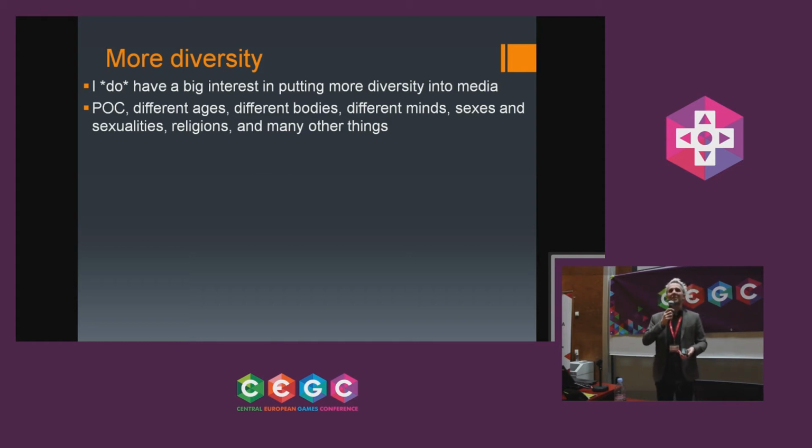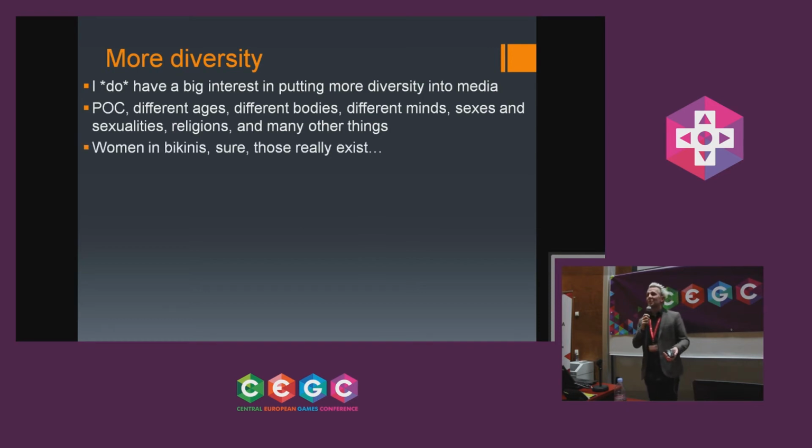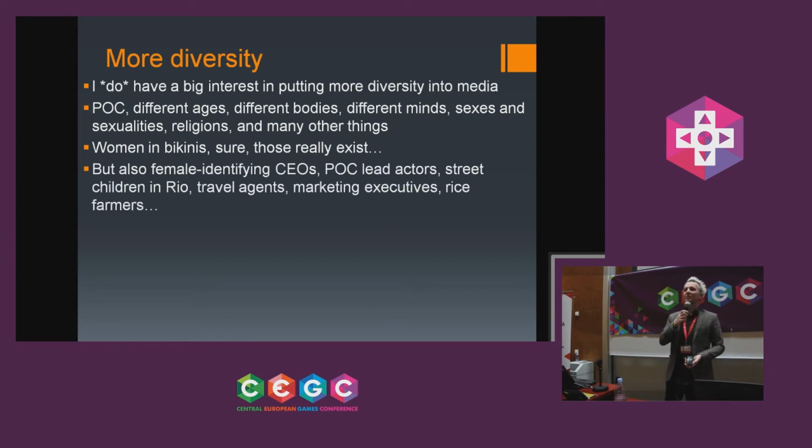It's all there. It's in the people in this room, it's in the people walking down the street outside, and it's the people watching the stream and watching this later online, hopefully. This is everybody. Women in bikinis, sure, yes, those do exist. Those exist in the world. I've seen them. And those can be in your game if appropriate. Then why the hell not? But also female identifying chief executive officers, people of colour lead actors, street children in Rio, travel agents, marketing executives, rice farmers. How many people have played a game about a rice farmer?